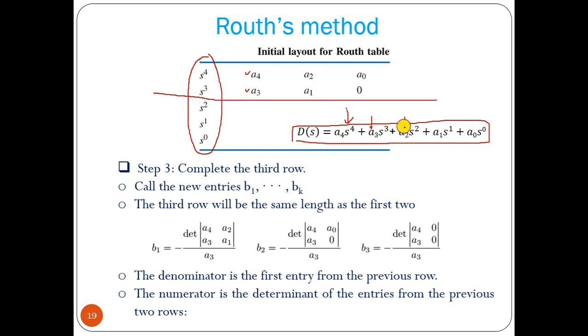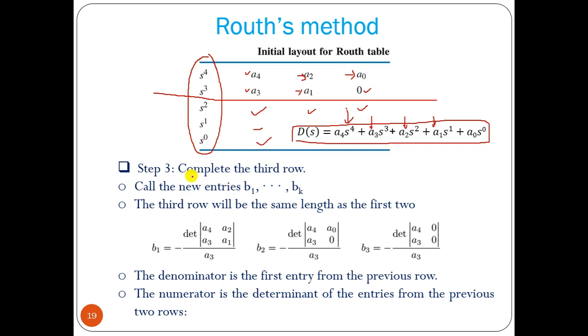Then the next coefficient, that of the s square term, comes in the first row. The next coefficient comes in the second row. The next coefficient goes into the first row. There is no other coefficient, so we put 0. That means these coefficient values, from the highest power, we put in alternate rows: first row, second row, again first row, second row, like that. Then we have to compute the other values of the coefficients.